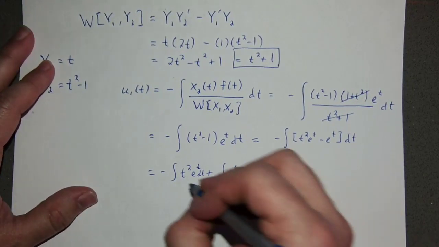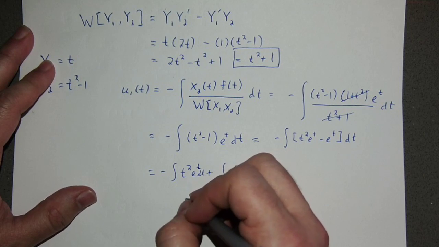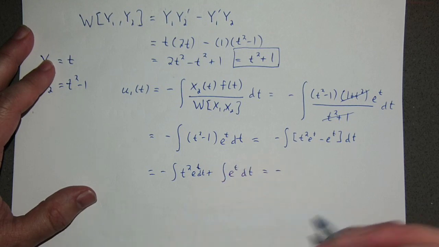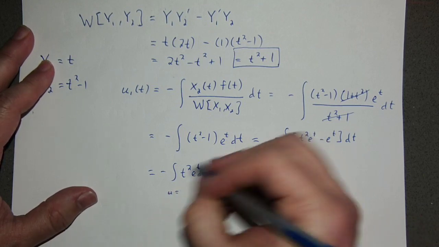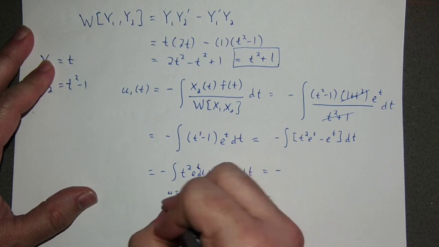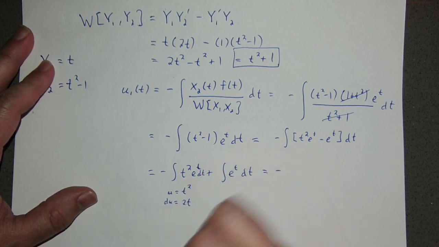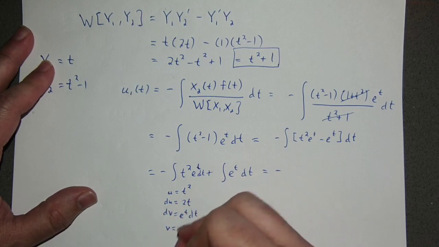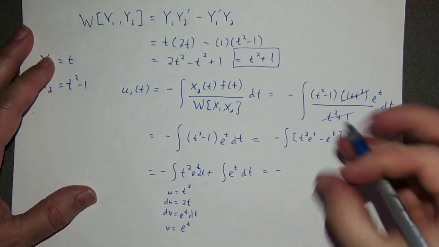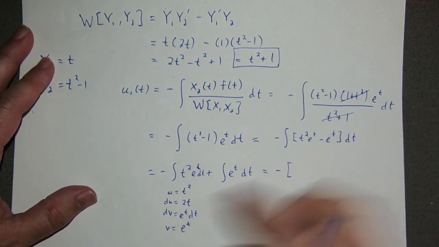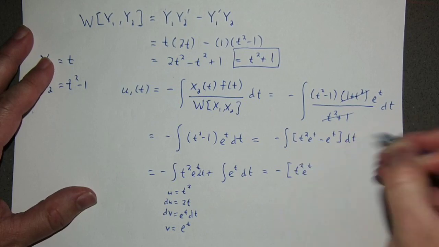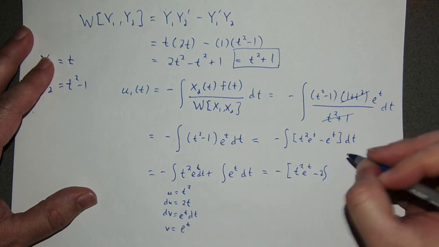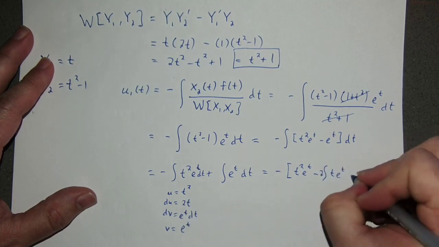So let's remember, I do integration by parts. I want to make the u thing the thing that gets easier when I differentiate it, and I make dv the thing that I can integrate. So u is t squared, du is 2t, dv is e to the t dt, and v is e to the t. So this is u times v, so that's t squared e to the t, minus the integral of v du. There it is. So that's 2 times t e to the t dt.